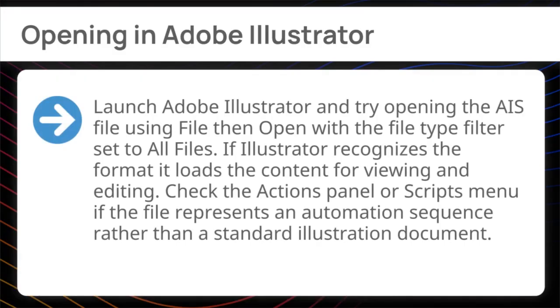Launch Adobe Illustrator and try opening the AIS file using File then Open, with the file type filter set to All Files. If Illustrator recognizes the format, it loads the content for viewing and editing. Check the Actions panel or Scripts menu if the file represents an automation sequence rather than a standard illustration document.